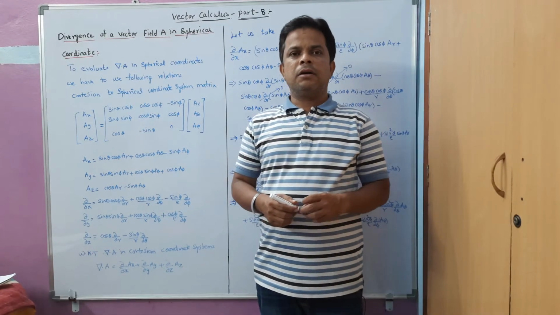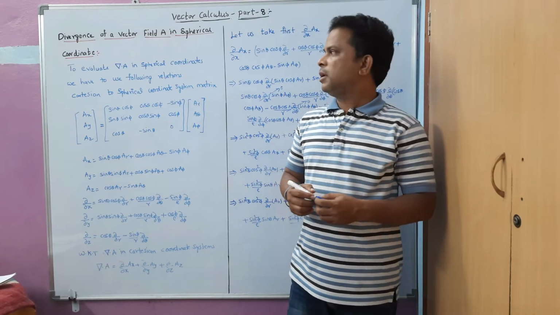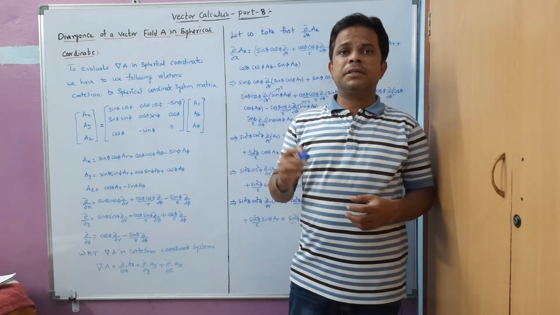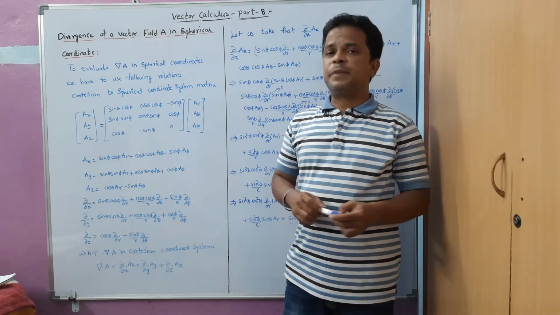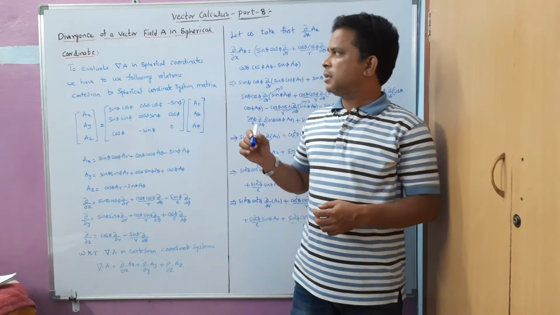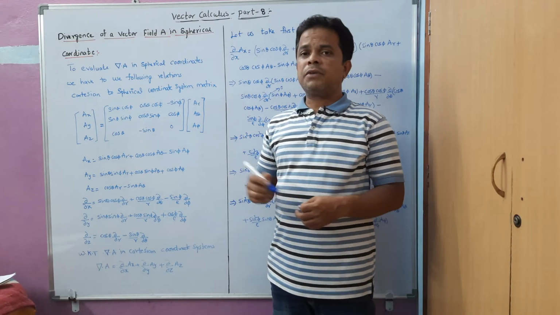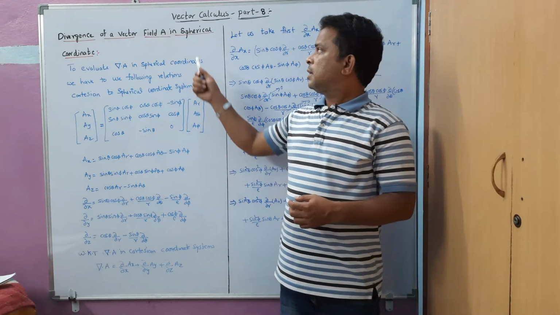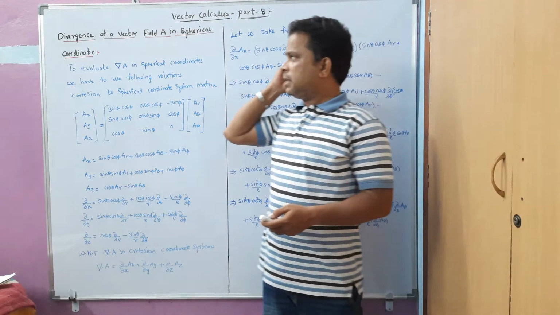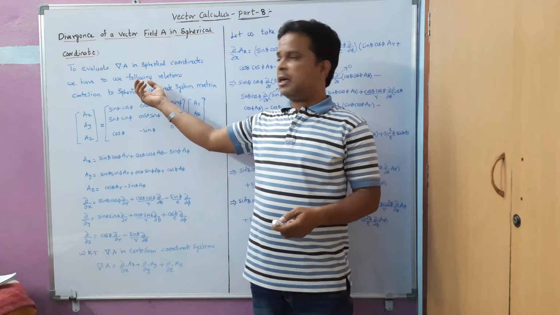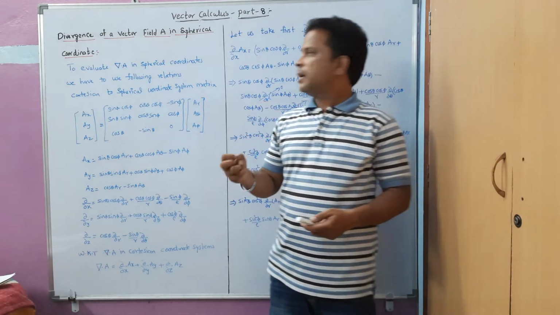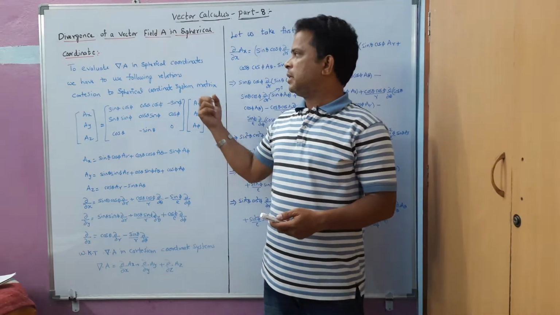In this video lecture we are going to derive the divergence of a vector field A in the spherical coordinate system. In the last video lecture we derived the divergence of a vector field A in the cylindrical coordinate system. So in this lecture we are going to evaluate del dot A, which means the divergence of a vector field A in the spherical coordinate system.